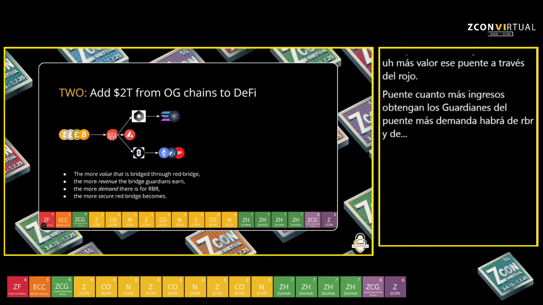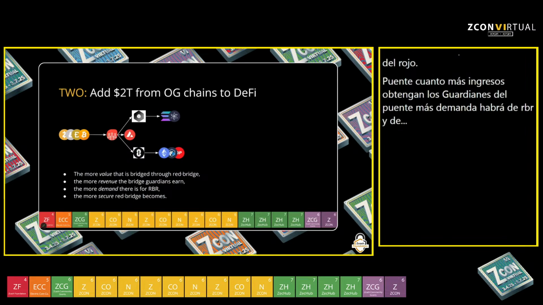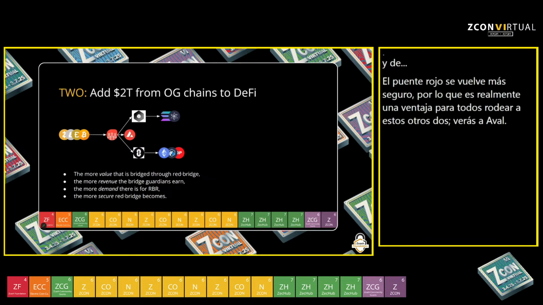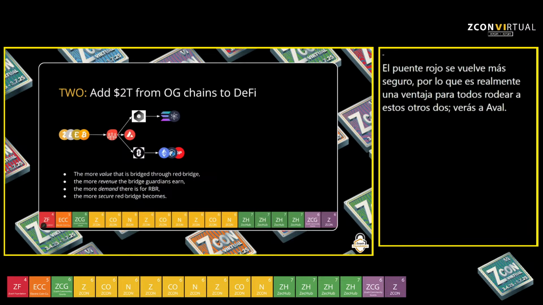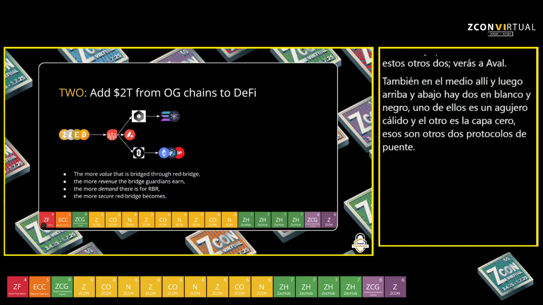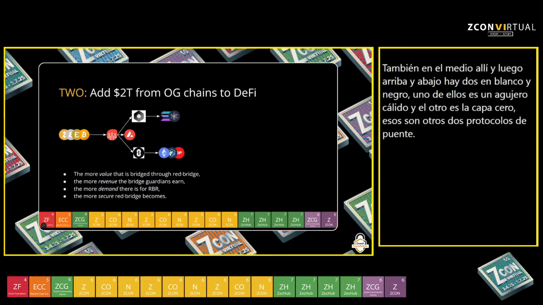These other two, you'll see Avalanche in the middle there, and then above and below there are two black and white. One of those is Wormhole, and the other is Layer 0. Those are two other bridging protocols that once you're on Avalanche, you can keep going onto other blockchains through those bridges.